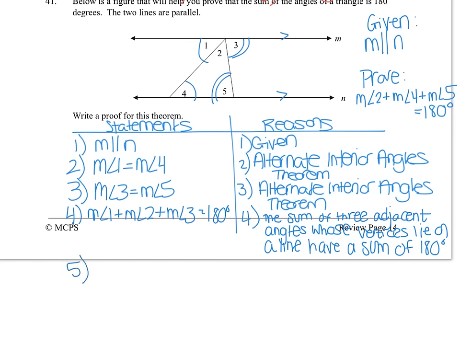Next, we know that if we were to substitute in, measure of angle 1 equals measure of angle 4. So in step 4, I'm going to substitute in measure of angle 4 for my measure of angle 1. I'm still going to have the measure of angle 2. And then I also know that the measure of angle 3 equals the measure of angle 5. So I'm going to substitute in for the measure of angle 3, the measure of angle 5, and this is going to add to 180 degrees. So step 5 is the substitution property of equality.